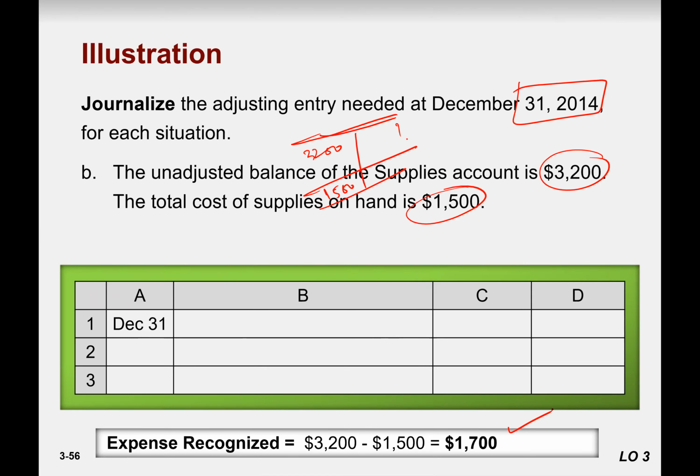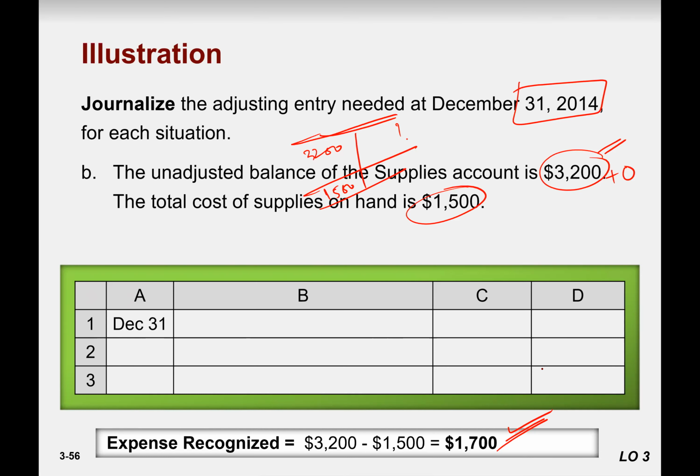Or you can say that at the start of the accounting year, supplies was 3200, right? They didn't purchase anything during the year. But at the end, we have the balance 1500. It means 1700 must have been used by the business during the year, right?